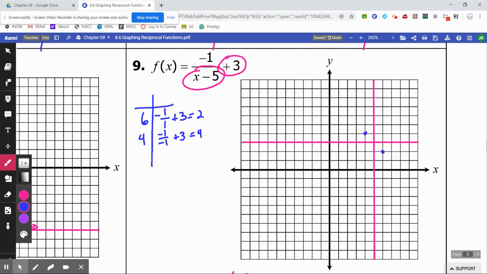And this graph looks a little bit different. And the reason, again, that it looks a little bit different is because of that negative sign on top. Remember that a negative sign is going to flip it, and that's the reason that this is flipped compared to where it normally is. And there's your graph.